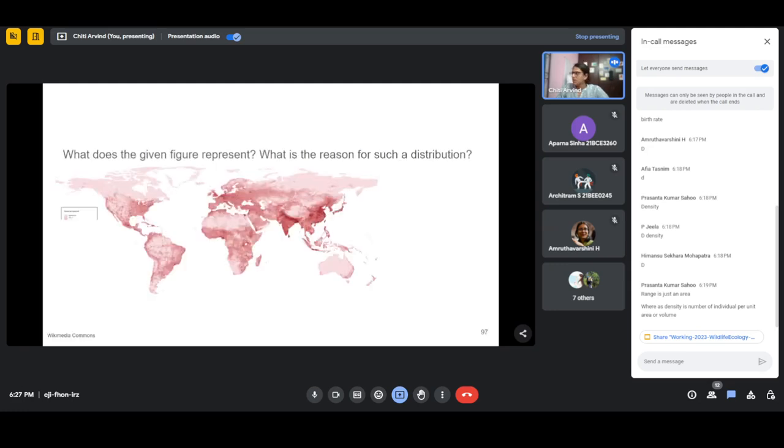Alright, so here we can see a map, and could anyone take a guess as to what this could be? I expect multiple answers for this. Feel free to use the chat box. What do you think this figure represents? Population density. Okay. Population density is correct. You can all take guesses on the chat. I'm going to wait for a couple of guesses.